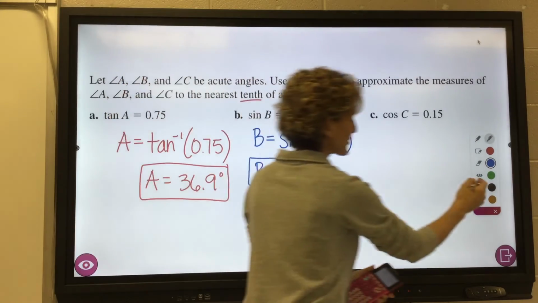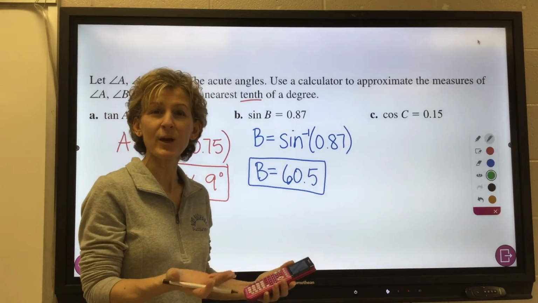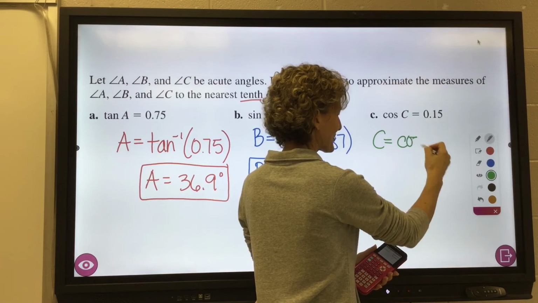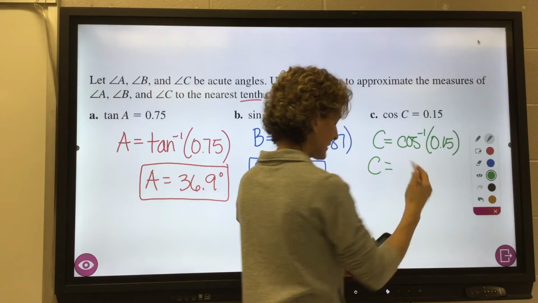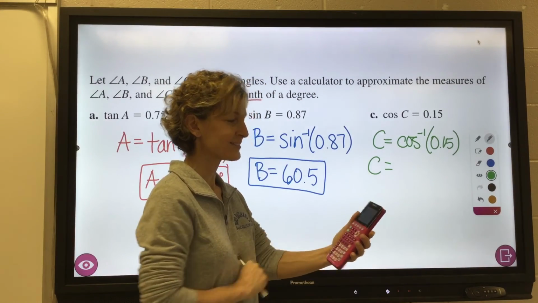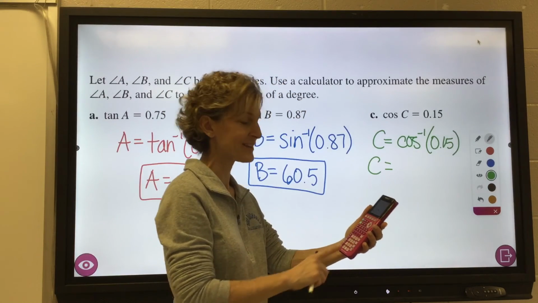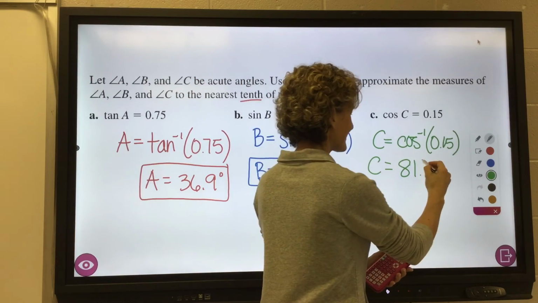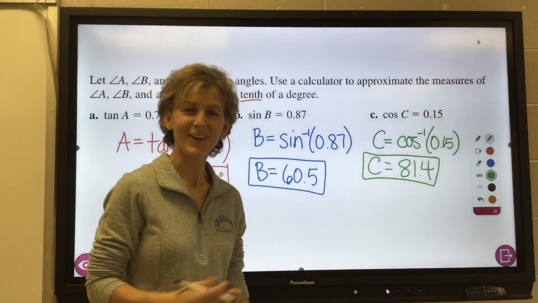All right. Let's try cosine. Right now, C is being cosigned. So let's undo that with inverse cosine. So C will equal the inverse cosine of 0.15. All right, let's put it in the calculator. Remember how to do it? Second cosine. And then 0.15, close parenthesis, enter. 81.4. It's a pretty big acute angle, but it's still acute. All right, great job.